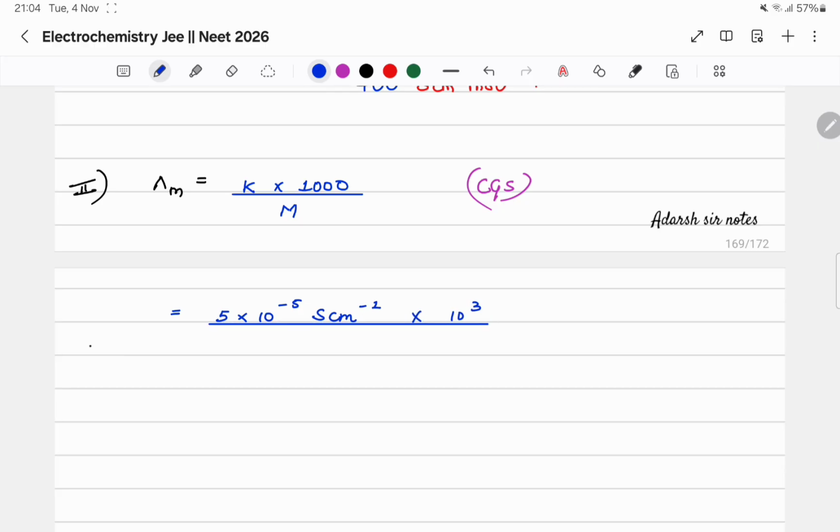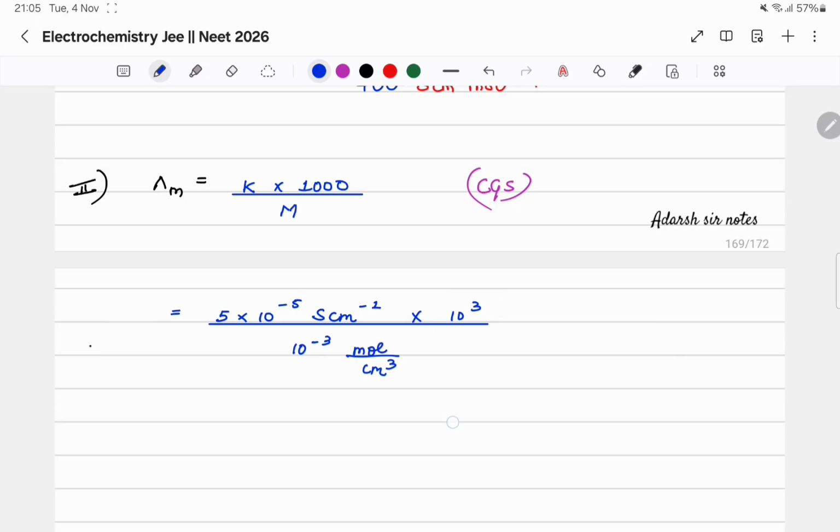Right. Divided by molarity. Molarity is already given, 0.001, so I can write 10 to the power minus 3. One thing, you will write mole per liter, so rather than mole per liter you can directly write mole by centimeter cube. So that is the unit, and due to that only this 1000 is coming.